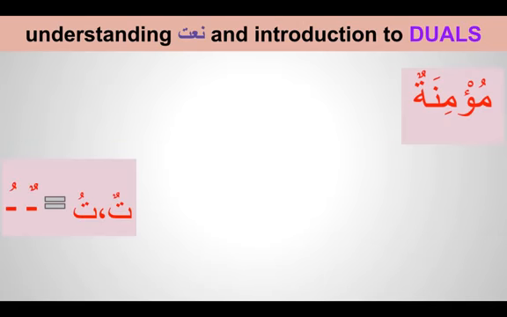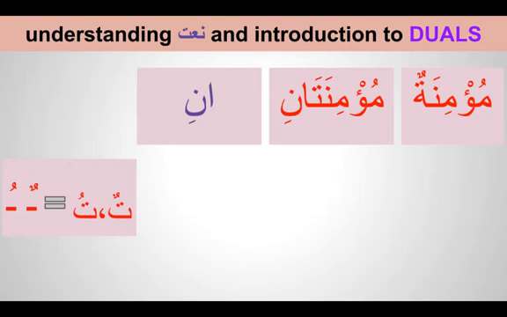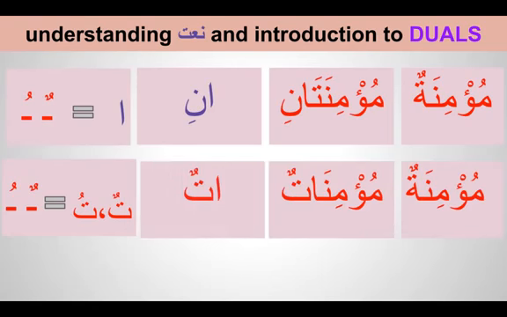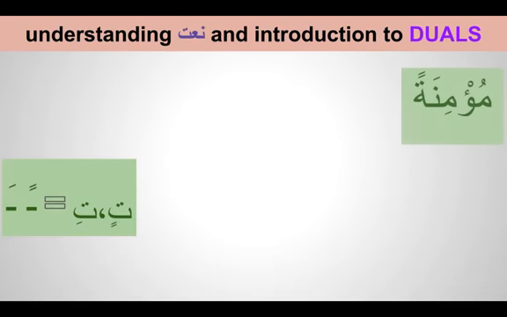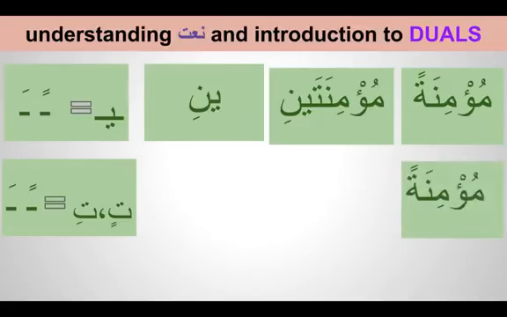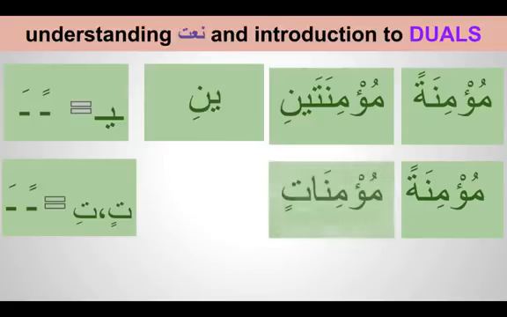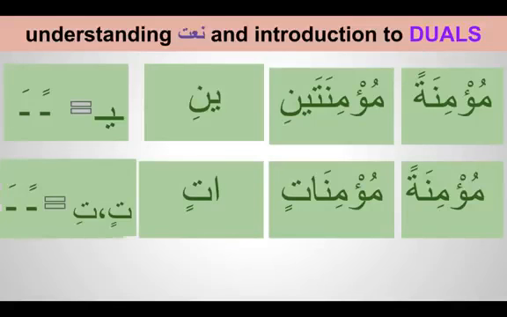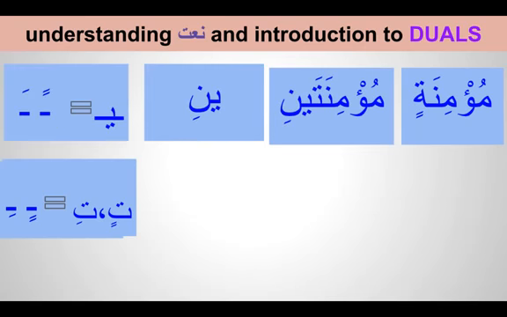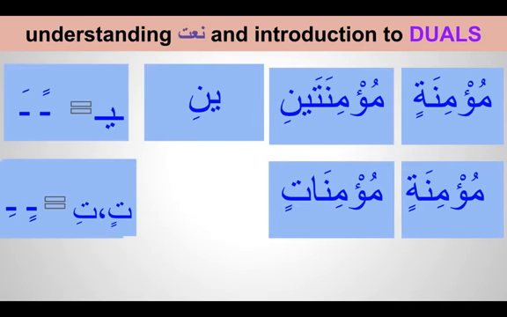So let's say Mu'minatun, Mu'minatani, Mu'minatun and Mu'minatun. So let's say Mu'minatan will be Mu'minataini, dual. So ya and noon with kasra. And Mu'minatan plural form will be Mu'minatin. So alif and ta with fatha, kasra. So we say Mu'minatin will be Mu'minataini, and plural form will be Mu'minatin.